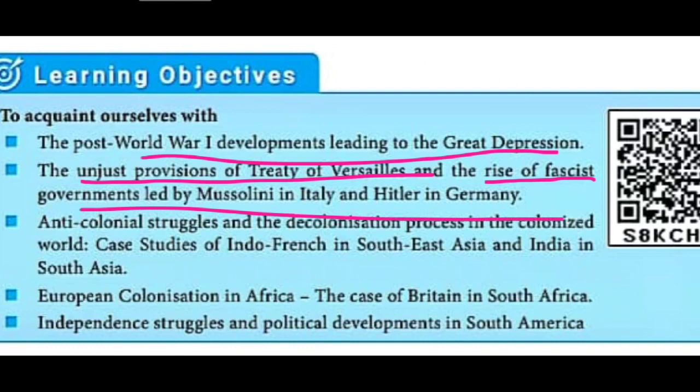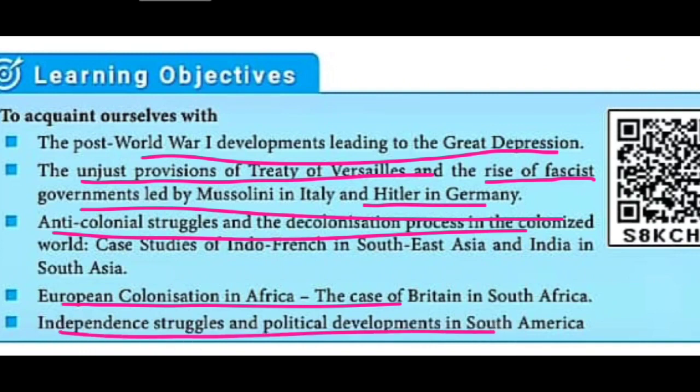The fascist leader was Benito Mussolini. Likewise, Nazism in Germany. Who was the founder of Nazism? Adolf Hitler. The next topics are anti-colonial struggles, European colonization in Africa, and the independence struggle and political developments in South America. These are the things we are going to learn under this lesson.